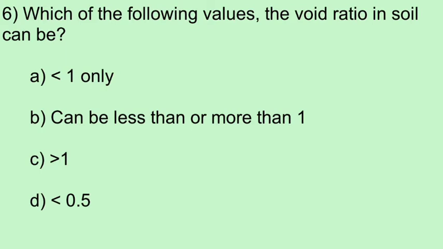Sixth question, which of the following values the void ratio in soil can be? So first option is less than 1 only. Option B, can be less than or more than 1. Option C, greater than 1 only. Option D, less than 0.7. And the answer is option B, can be less than or more than 1. The limit of void ratio is 0 less than e less than infinity. So option B is the answer.